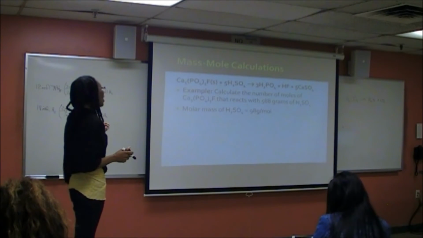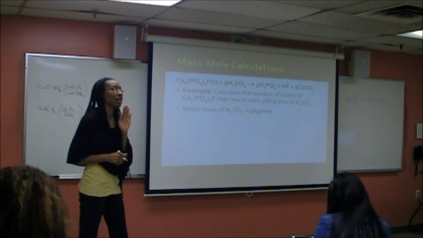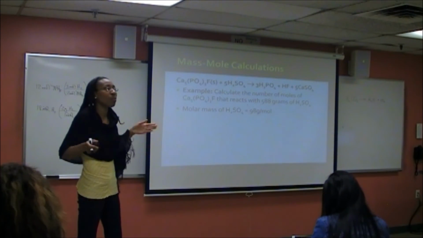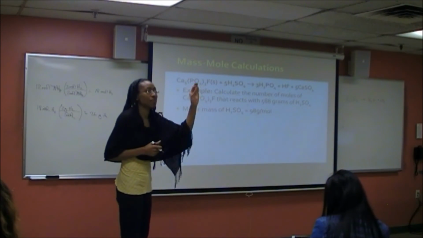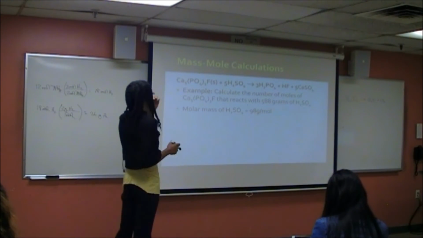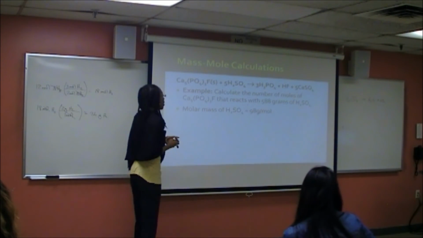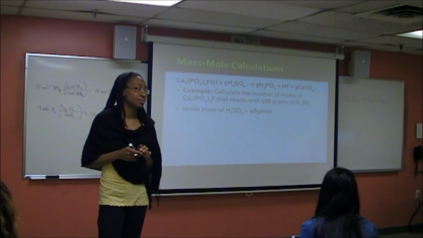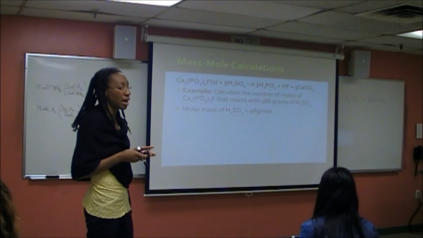Alright. So now we have mass to mole calculation. My question, sorry, gave the mass, and I want my answer in moles. What we just did was multiple conversion, then mass. Now we need to do mass, then your multiple conversion. Calculate the number of moles of calcium phosphate fluoride that reacts with 588 grams of sulfuric acid. So the last question was from moles to mass, and now we have mass to moles.